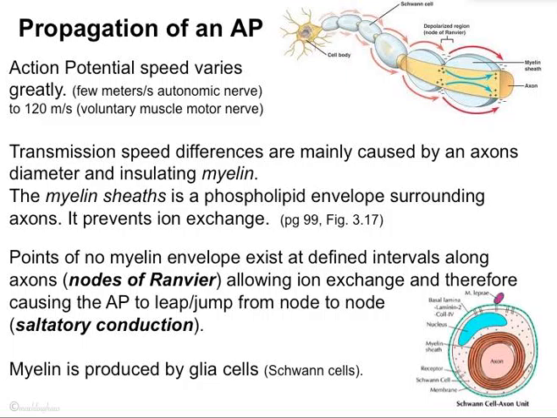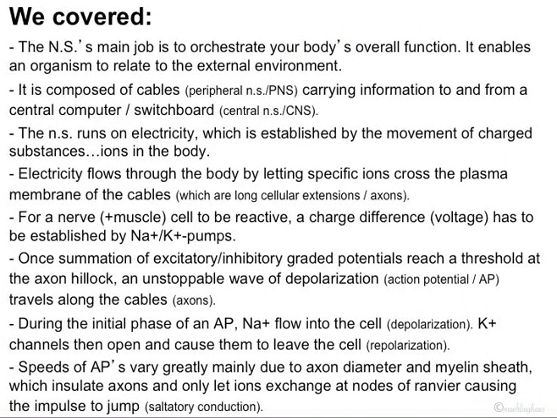Myelin is produced by glial cells, which are the Schwann cells, when we look at the different nerve supporting cells. All right, hopefully you understand that. It's not an easy piece to understand, but I'm very happy to answer some questions as soon as we're in class.